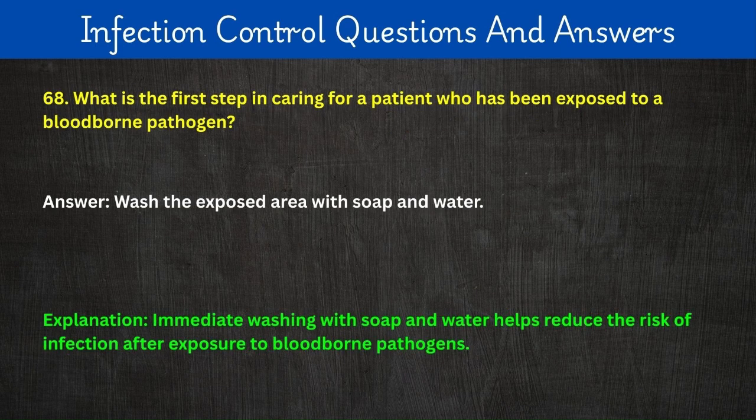68. What is the first step in caring for a patient who has been exposed to a bloodborne pathogen? Answer: wash the exposed area with soap and water. Explanation: immediate washing with soap and water helps reduce the risk of infection after exposure to bloodborne pathogens.